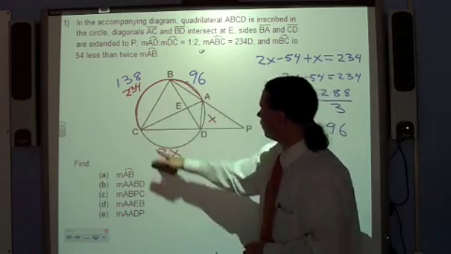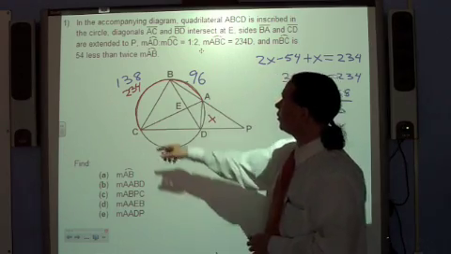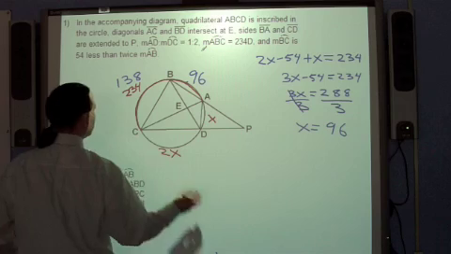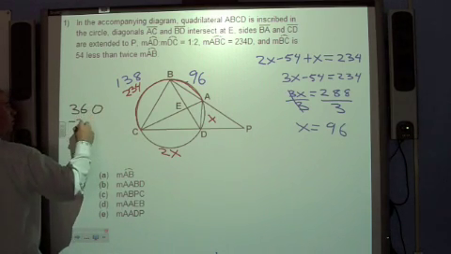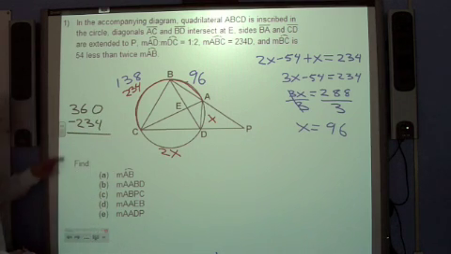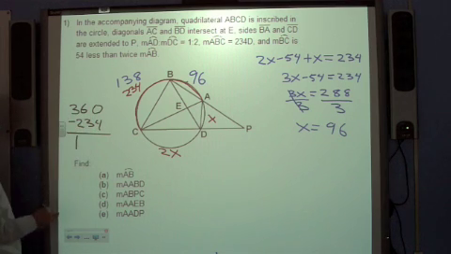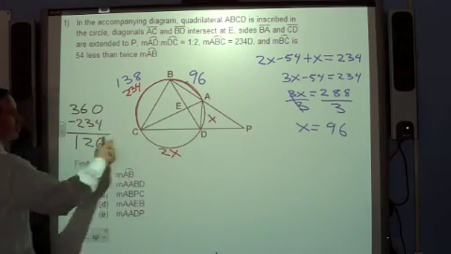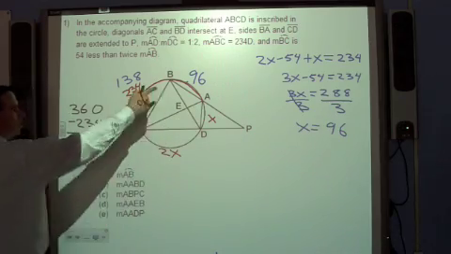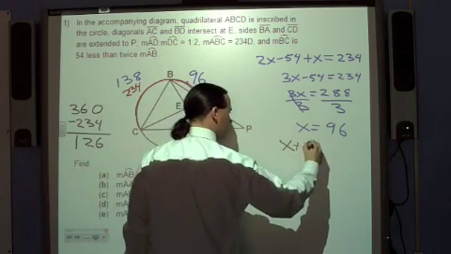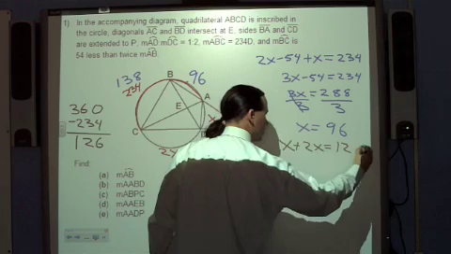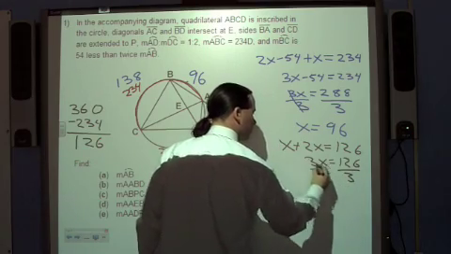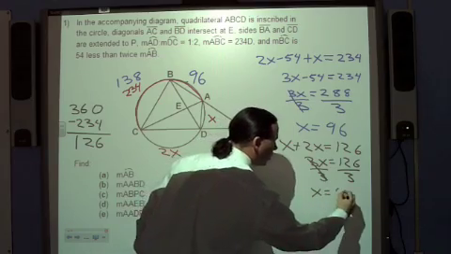Now that we have these degrees, we can go after these two and figure out what they add up to. I've got 234, so this piece has to be 360 minus 234. 34 up to 60 is 26, so this here has to be 126, the difference between 360 and this one. So we can say x plus 2x equals 126, which means 3x is 126. So x is 42.